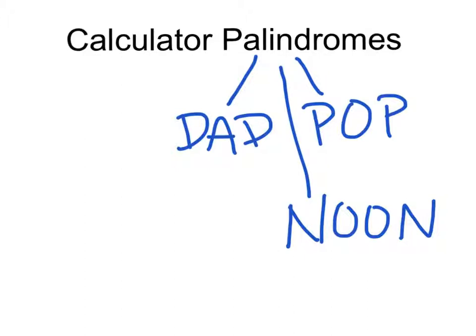You can also do palindromes with numbers. It would be something like 434. From this direction, it's 434, and from this direction, it's 434. So it's the same forwards and backwards. So what we're going to do today is work on finding palindromes with our calculators. Your book is going to give you a number, and then you are going to tell me what you would have to add to that number to make it a palindrome. And I'm going to show you how to do that.